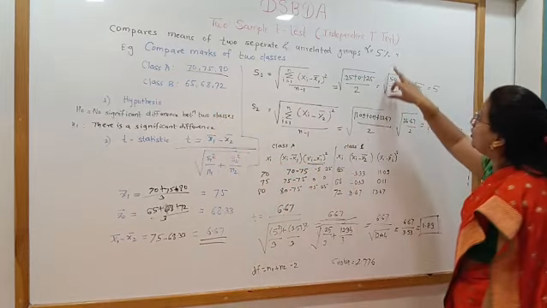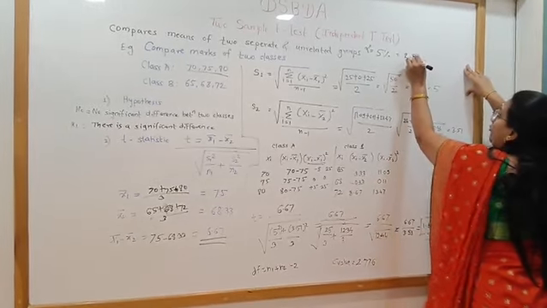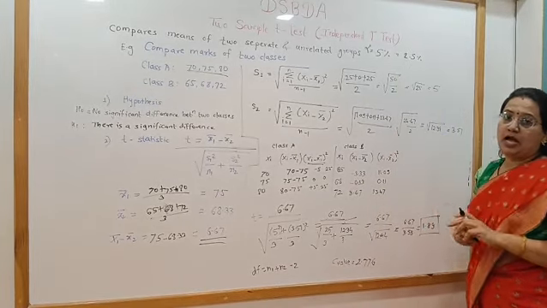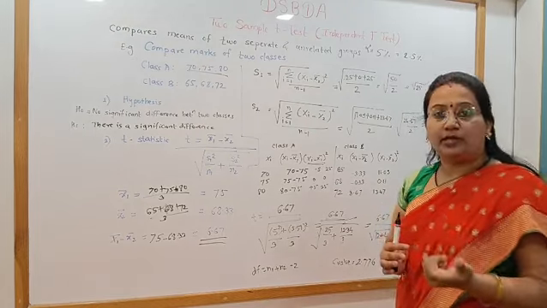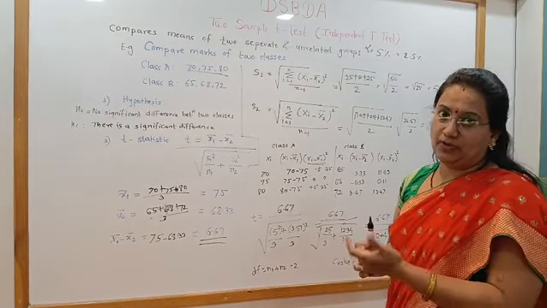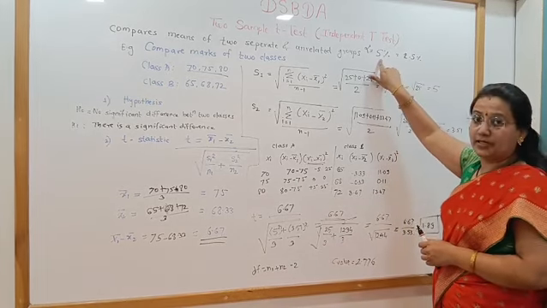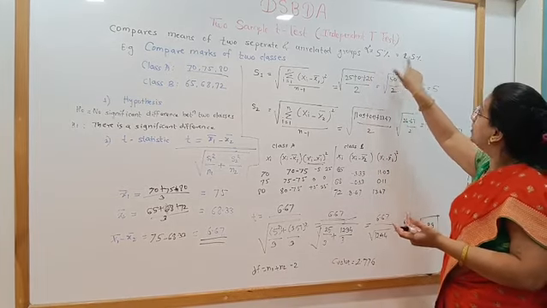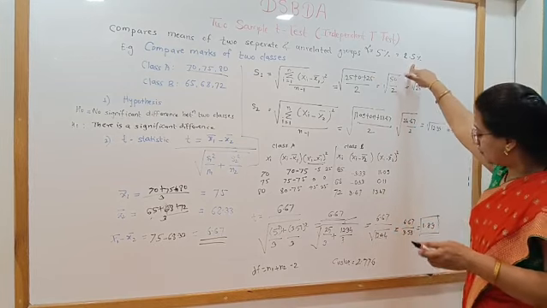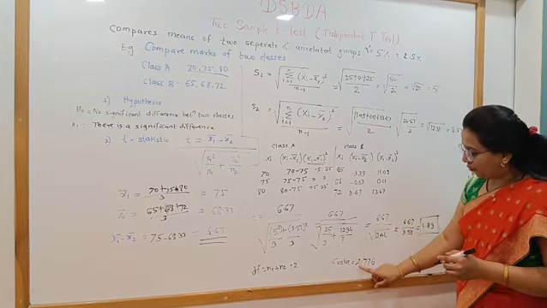It means we consider the value of alpha as 2.5%. I have two tables. One table is for the one tail test, another table is for the two tail test. So I will refer to the table of two tail test having value 5%, or the one tail table having the value 2.5%. So this value is 2.776.